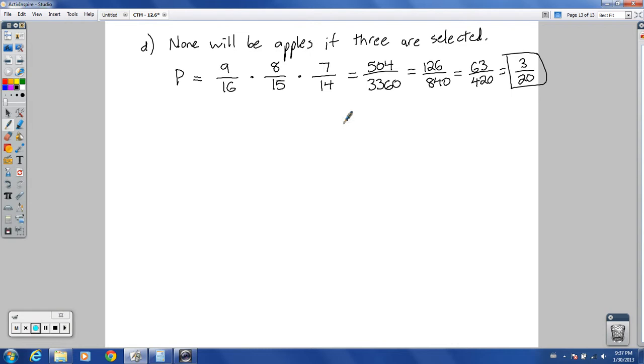Okay. Anyways, 3 out of 20. That is that. If you reduced here before you did all this, you could have done 8 and 16. You could have said it was 2 and 1. You could have reduced this to 1/2. You could have reduced the 9 and the 15 to a 3 and a 5. Maybe even some more reduction possible. I think it's better to reduce first and then see what your answer is.